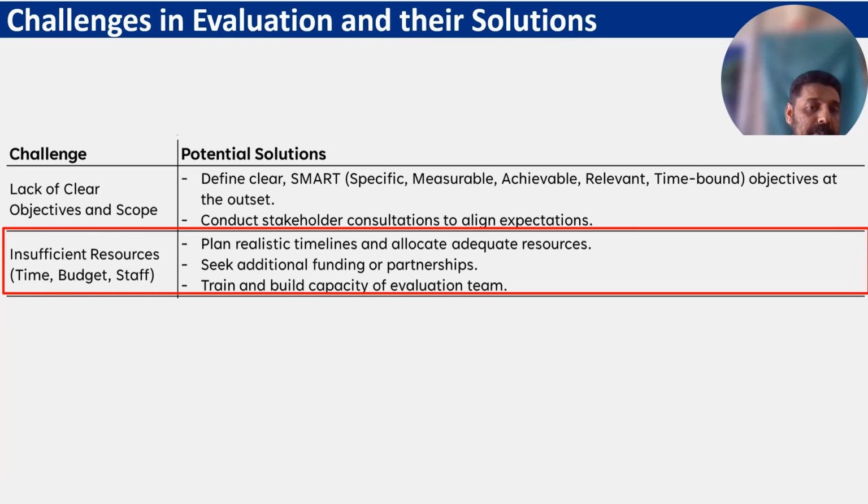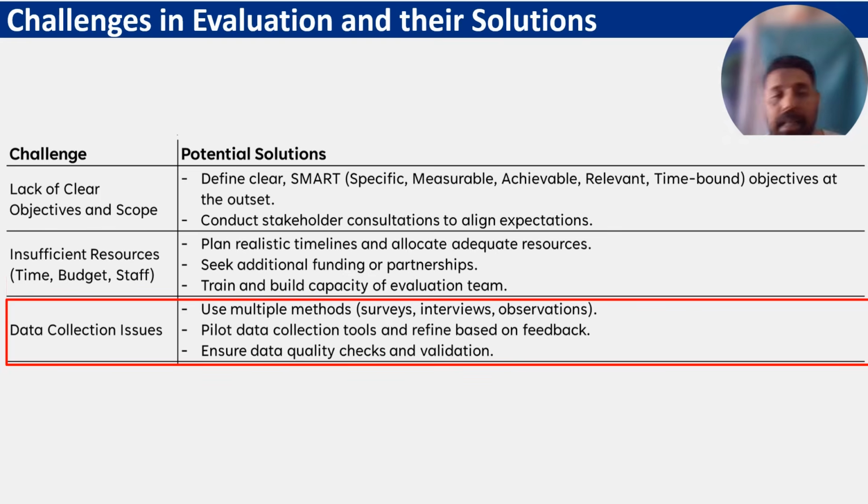Another challenge is insufficient resources. So we need to plan realistic timelines and allocate adequate resources. Seek additional funding or partnerships. Train and build capacity of the evaluation team, that can solve this challenge. Similarly, data collection issues. Use multiple methods: surveys, interviews, observations. Multiple methods are good for triangulation of data. Pilot data collection tools and refine based on feedback. We need to test our data collection tools before the actual evaluation and ensure data quality checks and validation. Properly, data validation checks we need to apply.